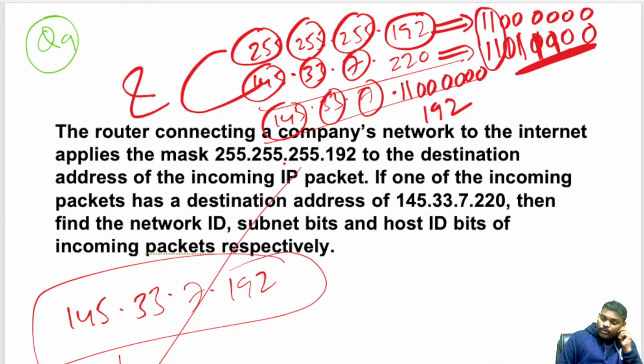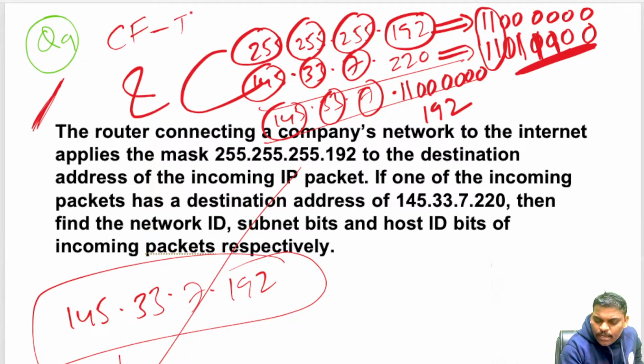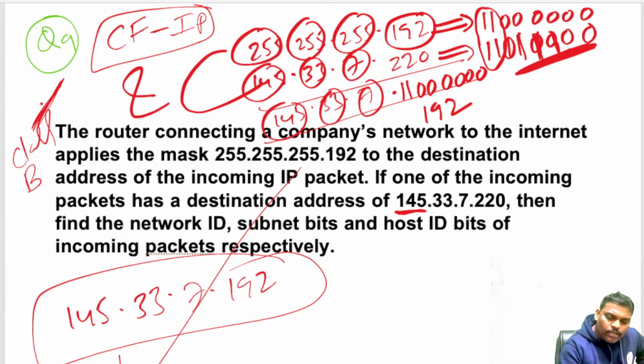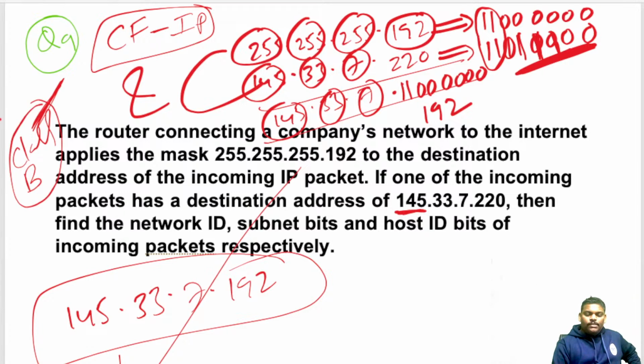Now listen, everyone. There is no slash, so it is going to be classful IP addressing. And one more thing: by seeing this 145, it is a class B.